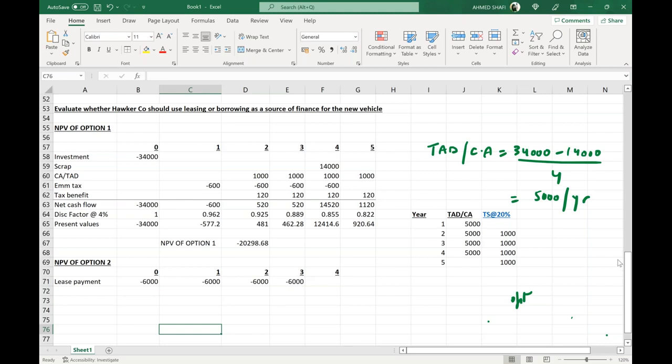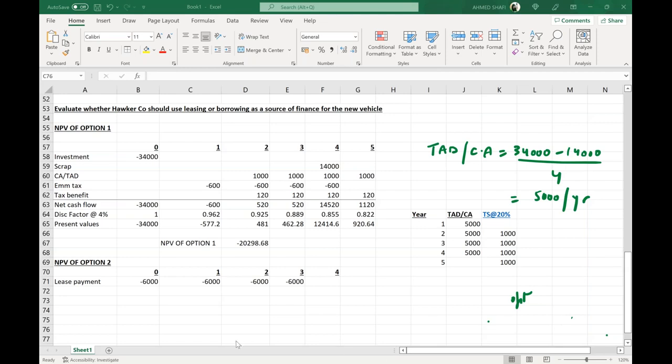If the question states lease payments are 6,000 per year and paid at the end of each year, you should record in year one, year two, year three, year four, because end of each year means record normally. Year one lease payment in year one, and so on. But if it states that the lease payment is at the start of each year, the year one lease payment at the start of year one should be recorded in zero. Year two in year one, year three in year two, and year four lease payment at the start of year four should be recorded in three.